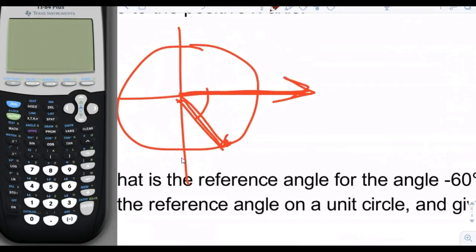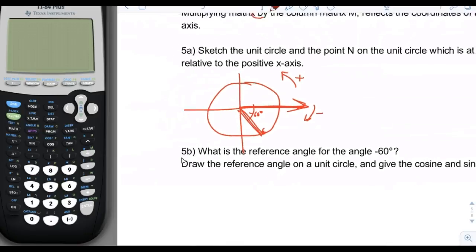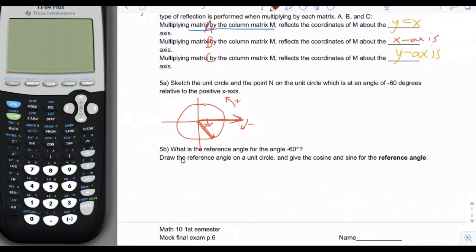So this angle here would be 60 degrees. Actually, it's -60 degrees, right? -60 degrees means going around the circle clockwise, okay? Counterclockwise would be positive. Clockwise is a negative angle. Okay, so we just sketched it, and we do need to label the point as N.